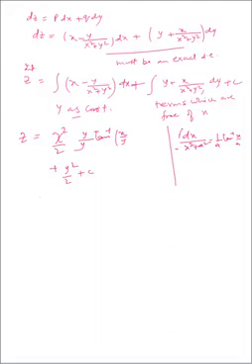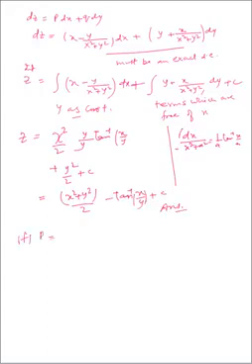So we further write (x² + y²)/2 − tan⁻¹(x/y) + c. This is the answer. Next is P = 1 + e^(x/y), and Q = e^(x/y)(1 − x/y).